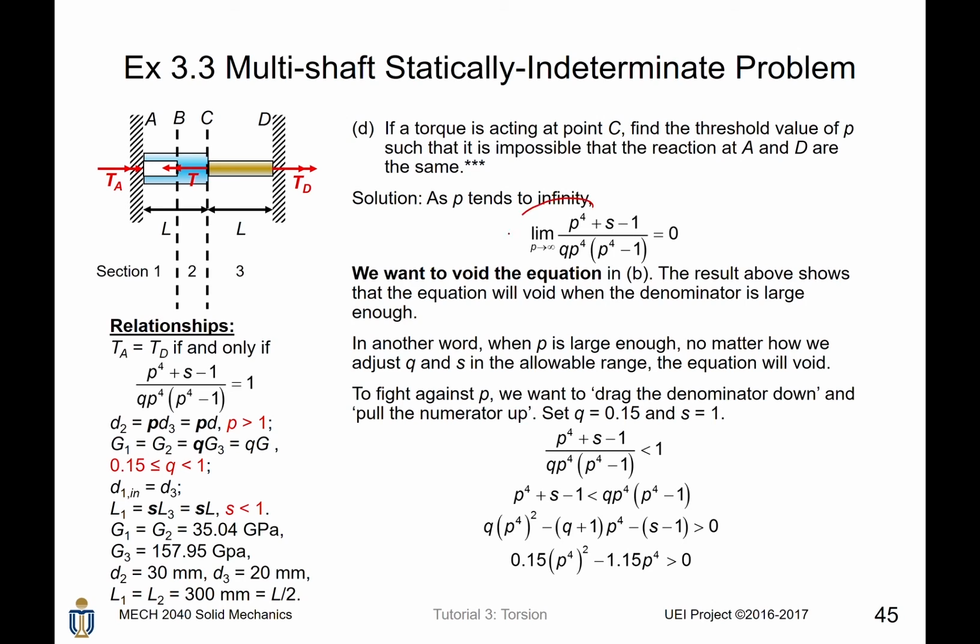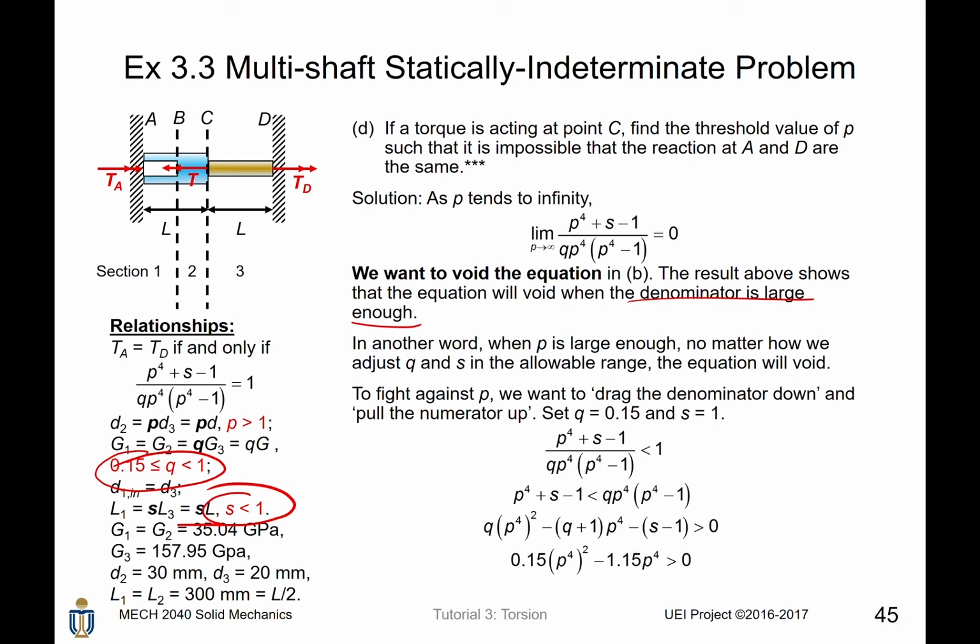By observing this equation carefully, we observe that when P tends to infinity, when P is large, this equation will tend to 0. The result shows that when the denominator is large enough, then we can make the equation void. In other words, if P is large enough, no matter how we adjust the value of Q and S in the allowable range, recall that our allowable range is this, no matter how we adjust Q and S, the equation will become void.